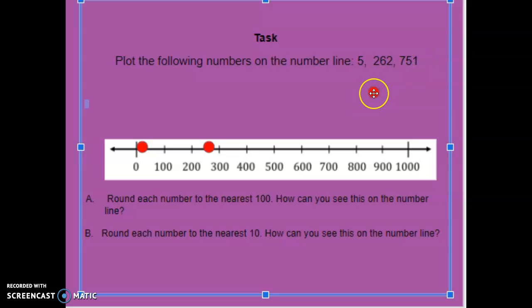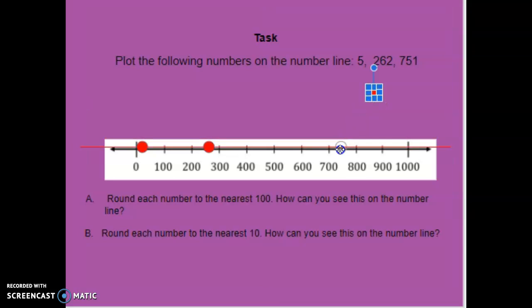And then we have 751. Again, look at that hundreds place value. We have a 7, so we know it's going to be between 700 and 800. This one is only 1 past the benchmark, so it's going to be almost right in the middle.